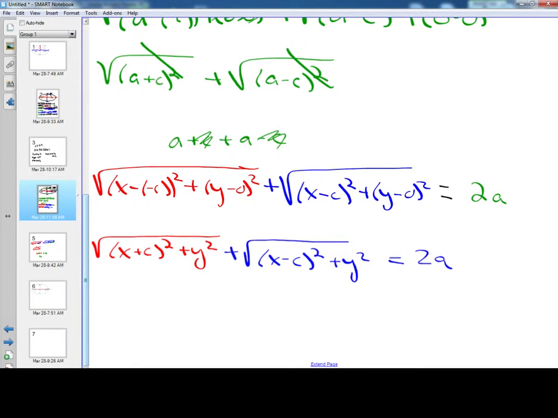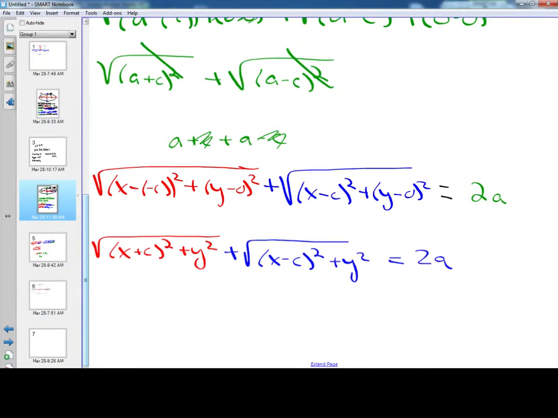Now, I want to clean this up, but I've got some radicals. If I tried to do my squaring for both, I would actually make this problem messier for myself. Don't make it messier for yourself. So what we need to do is move one of those to the other side. I thought you can't do that. Yeah, sure you can. It's the subtraction property of equality. So if I went minus the square root of x minus c quantity squared plus y squared, don't I have to do it to the other side? Okay. Subtraction property of equality.